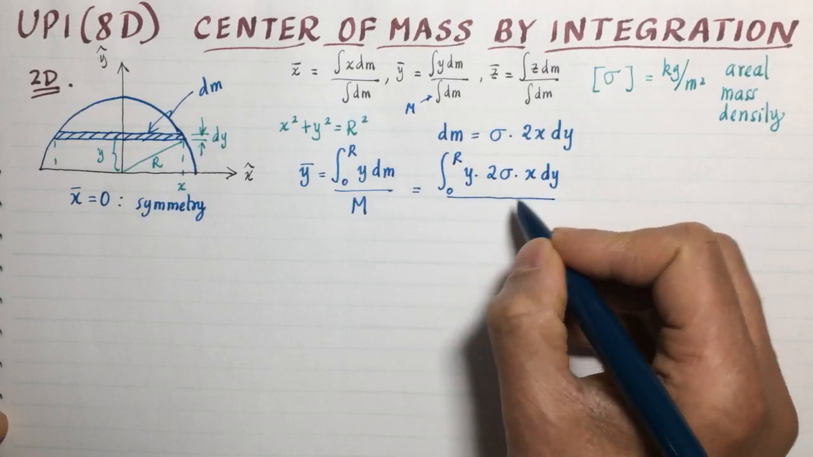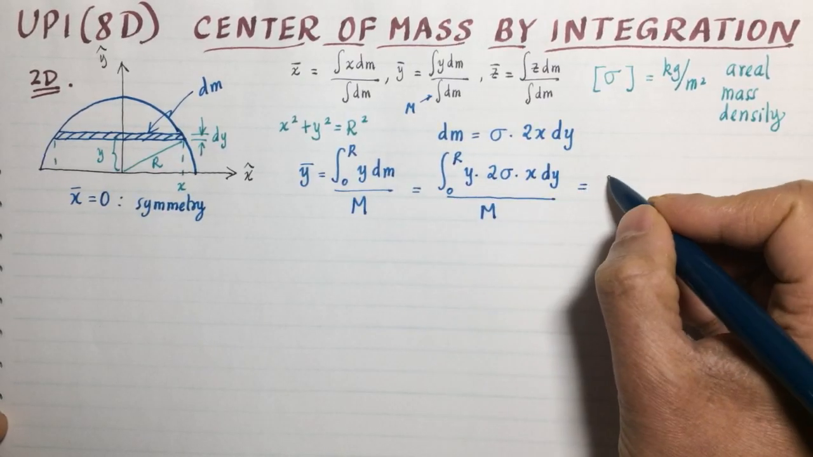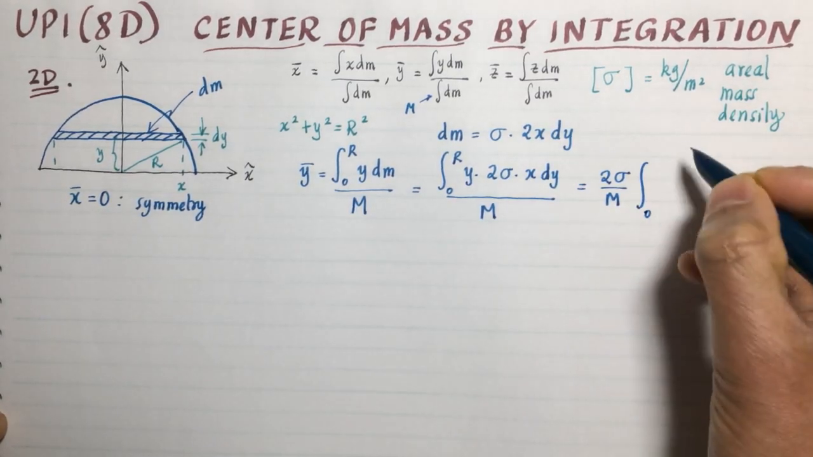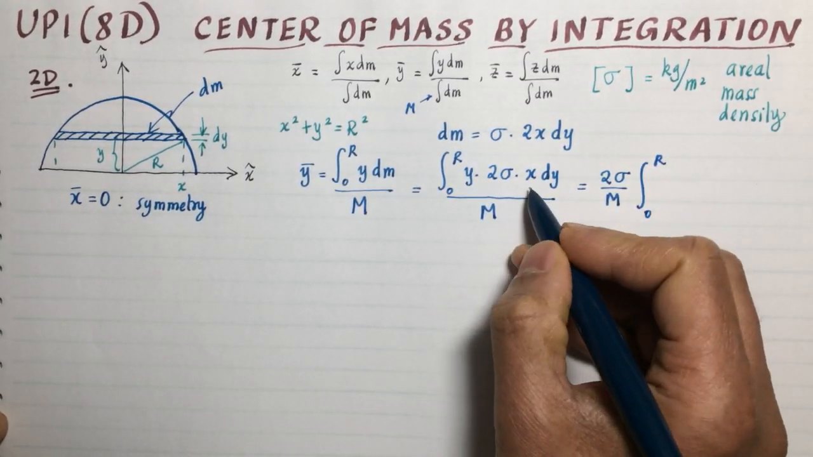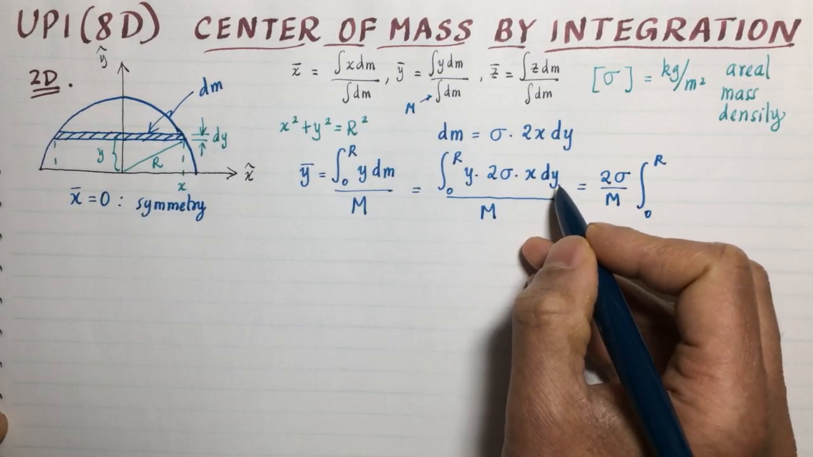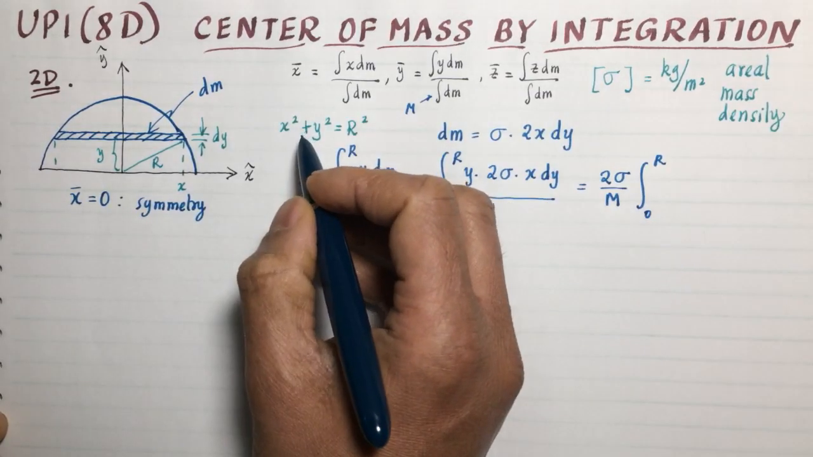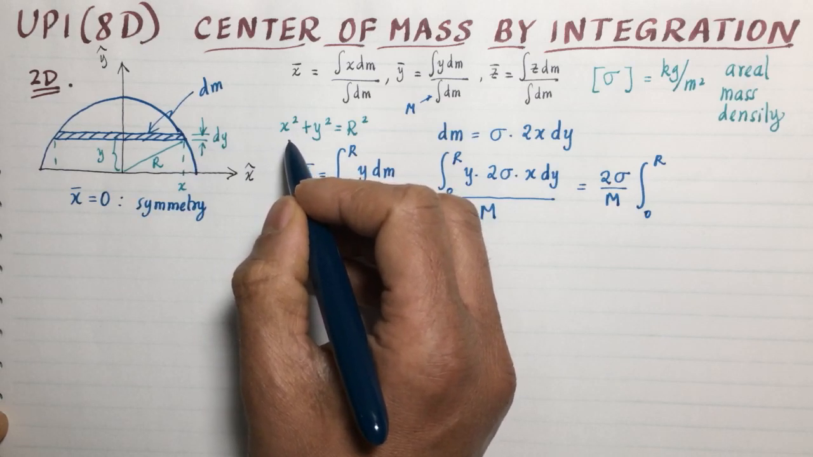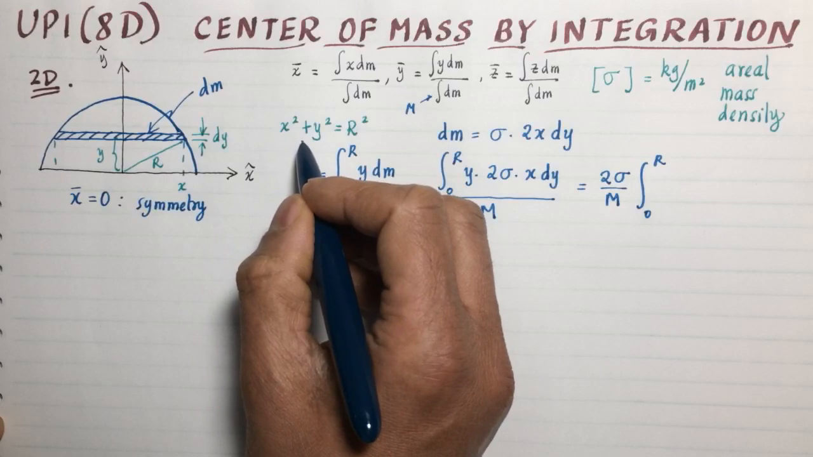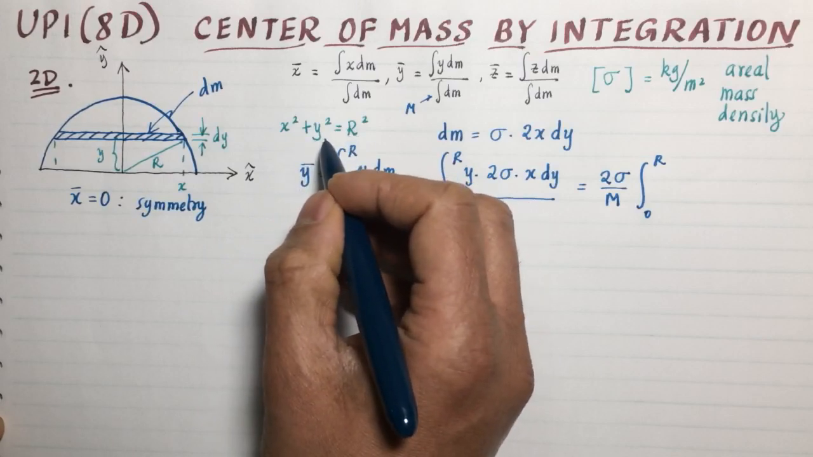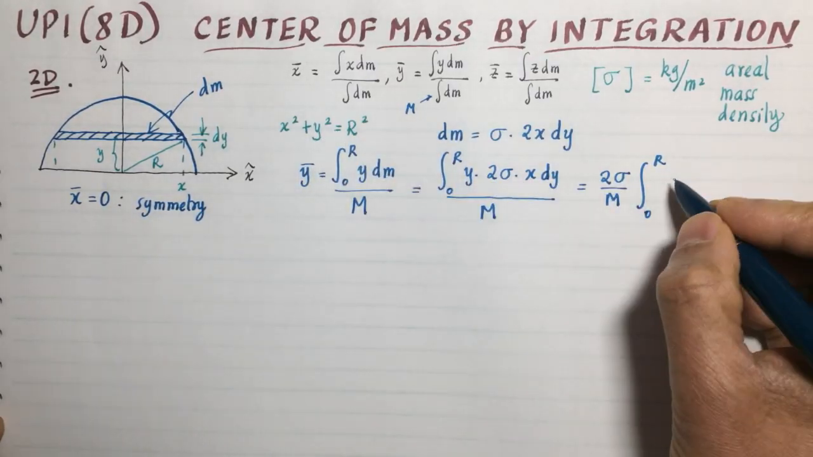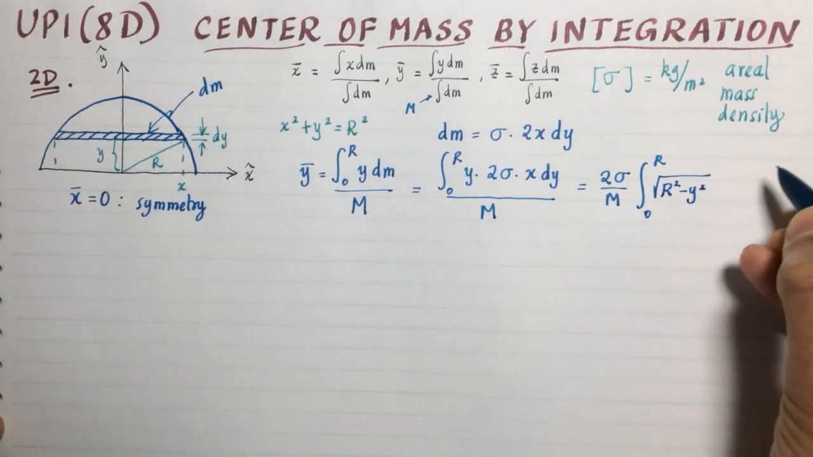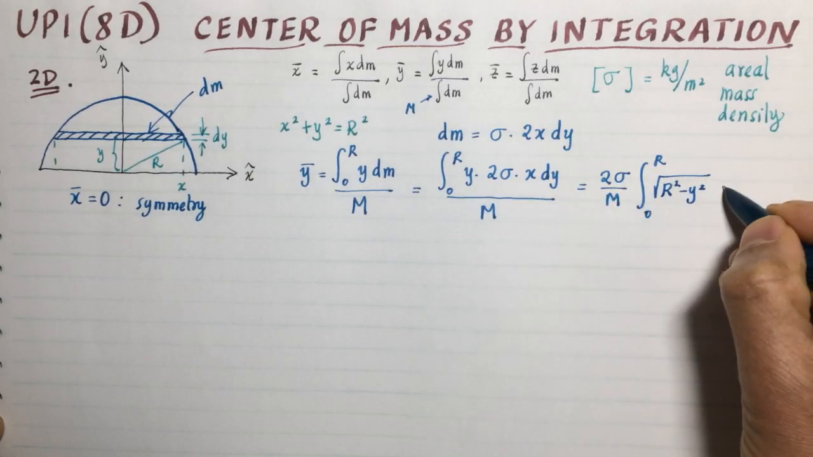So I can take out 2 sigma over m and then I'm just left with the integral from 0 to r. I don't want x. The integral is with respect to dy, so I want only y. I can eliminate x by using the equation of a circle. That equation tells me that x is equal to the square root of r squared minus y squared. So I'm going to get that, and then this y is still there, y dy.